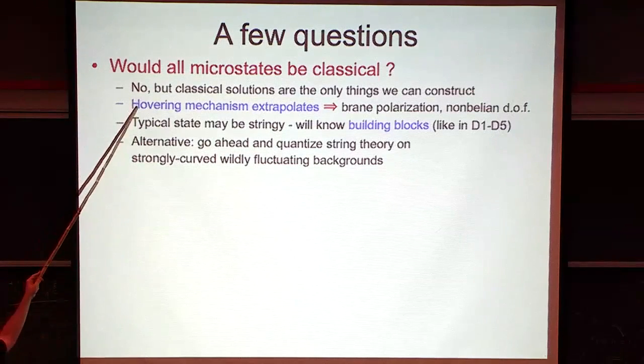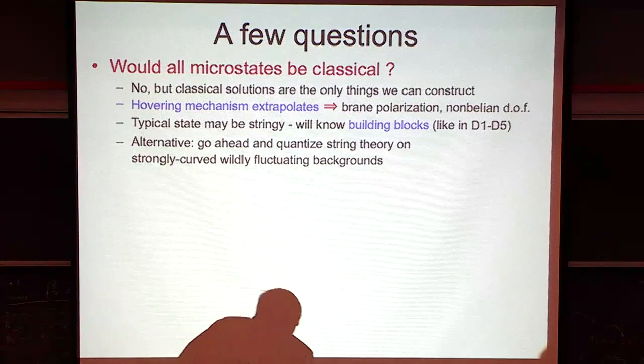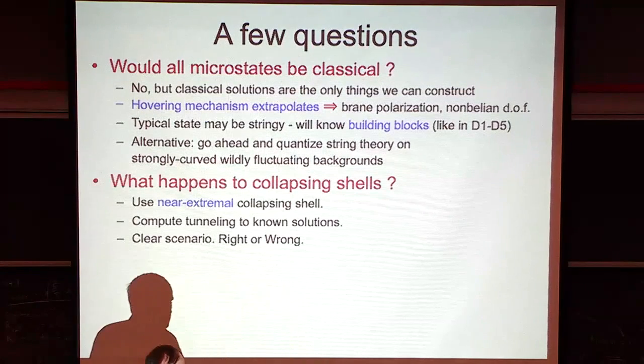So once you have the mechanism, once you have this hovering mechanism, it extrapolates. It actually tells us what the underlying mechanism will be, even for things which are Planckian and quantum. Of course, I cannot describe those things. And essentially, the only thing which you can get is the building blocks. We are getting the building blocks, and again, this is what I believe the building blocks are.